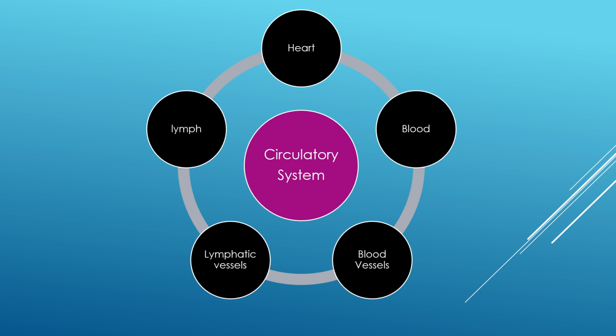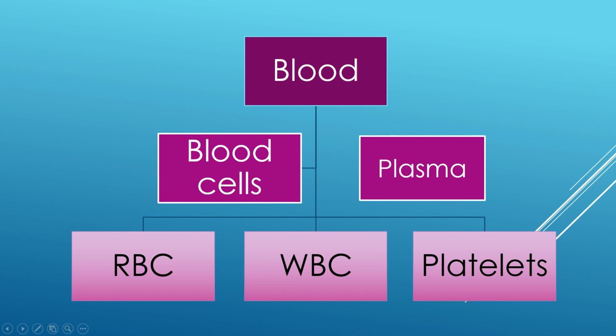Now, the first component of the circulatory system, that is blood. Blood is a liquid connective tissue and it contains plasma and blood cells. Plasma is the liquid part of the blood and it makes up more than half the volume of the blood. In plasma, the blood cells are suspended and it contains a maximum amount of water and then dissolved salts.